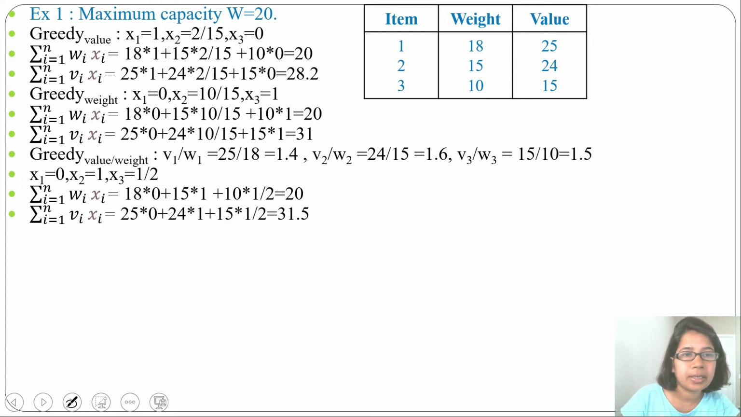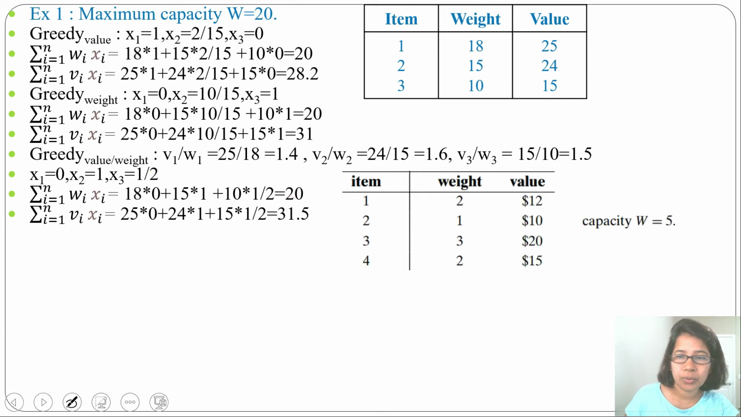Now compare greedy about value, greedy about weight and greedy about value per weight. In greedy about value, we got maximum value as 28.2. In case of greedy about weight, we got 31. And in case of greedy about value per weight, we got 31.5. So maximum profit we got from value per weight.